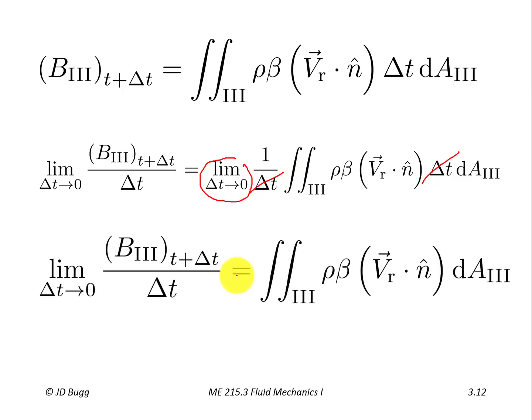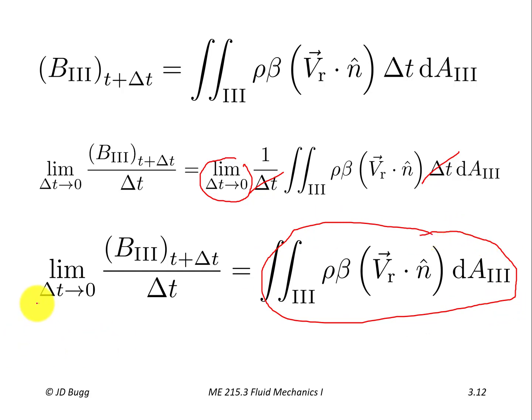And so the right-hand side of that equation is just the integral over region 3, density of the fluid, beta, times this dot product, which tells us how fast the fluid is crossing the surface, and then multiplied by dA, the area of our little patch. And we're adding those all up. So this now can go back into our Reynolds Transport Theorem in place of this. And that's what we do.